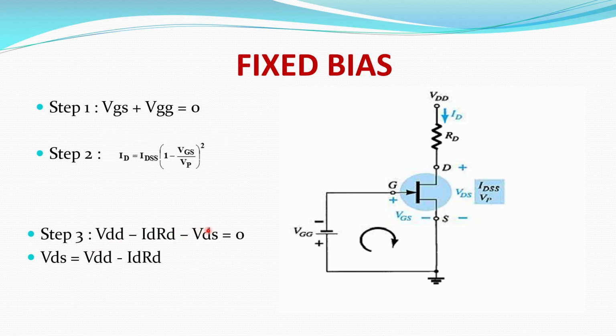In step 3, we are taking only the drain to source. So we know that the source is already grounded. So we are going to apply KVL from drain to source. So we can write the equation as VDD minus IDRD minus VDS equal to 0. So from this equation, we can calculate the VDS value. So therefore, VDS is equal to VDD minus IDRD. So this is the simple fixed bias circuit for the JFET amplifier.